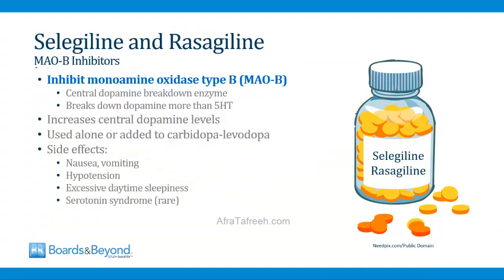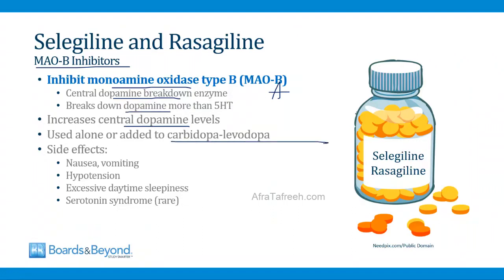Selegiline and rasagiline are MAO-B inhibitors. These drugs inhibit the enzyme monoamine oxidase type B, which is a central nervous system enzyme that breaks down dopamine. There is another MAO enzyme, MAO-A, which is inhibited by drugs that are used to treat depression. That's because MAO-A predominantly breaks down serotonin, so when you inhibit it, you boost serotonin levels, and that's helpful in depression. MAO-B breaks down dopamine more than serotonin, and therefore MAO-B inhibitors are used in the treatment of Parkinson's. These drugs boost central dopamine levels, and they can be used alone or added to carbidopa-levodopa.